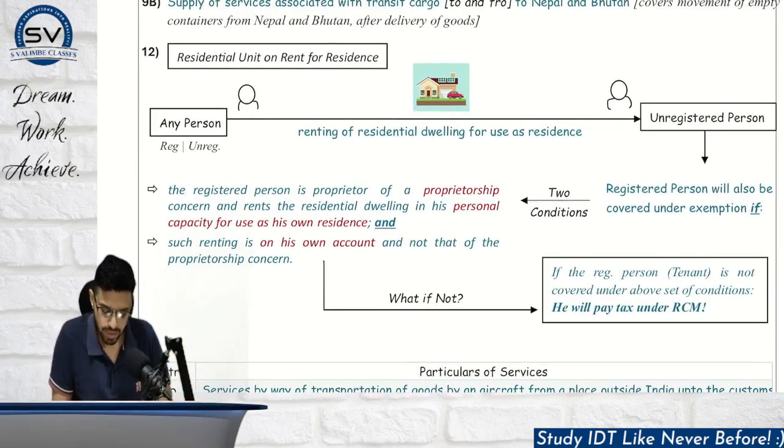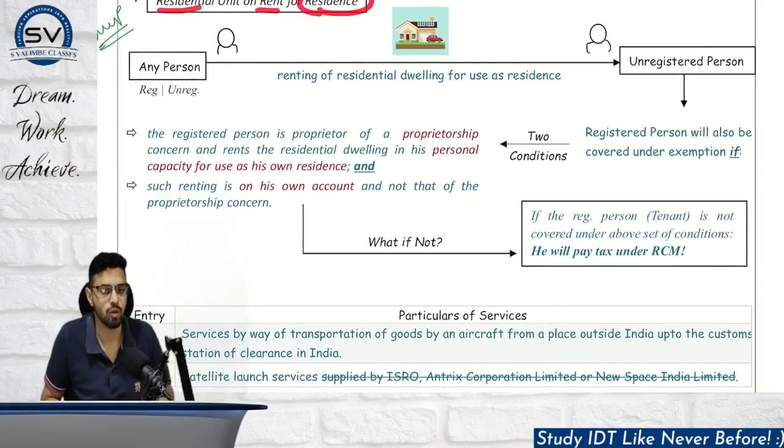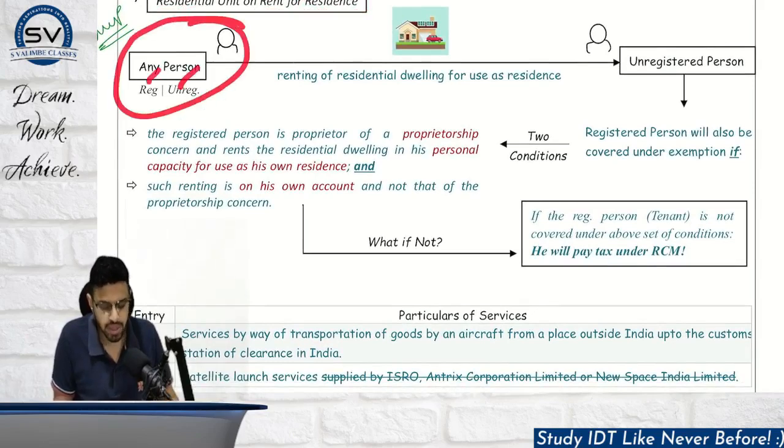Now, this is important. Focus on those which are more important, right? At the end, you cannot focus on each and every entry. Residential unit on rent for residence. Here, a couple of things need to be taken care of. Who is the supplier? He can be registered or unregistered. What is he renting?